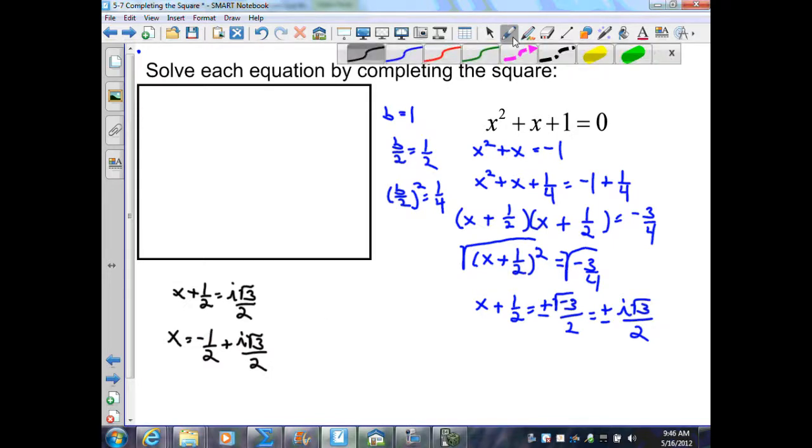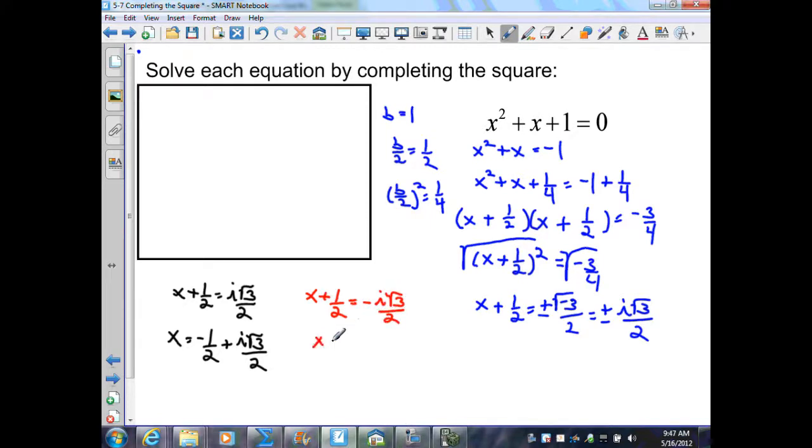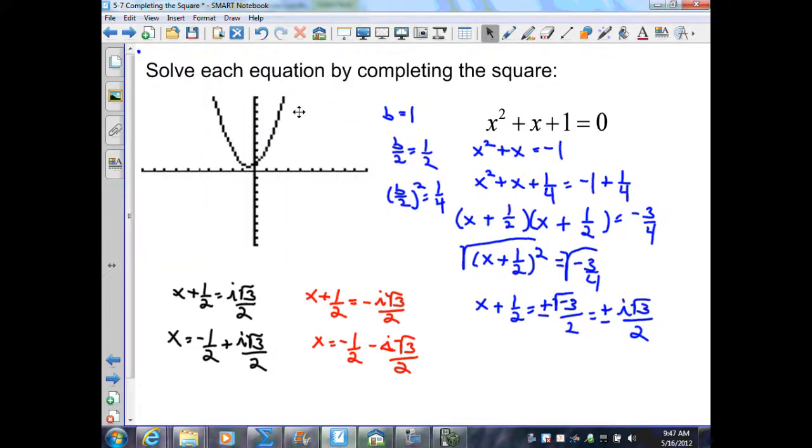My next equation, x plus 1/2 equals a negative i square root of 3 over 2. Subtract 1/2, x equals a negative 1/2 minus i square root of 3 over 2. Again, this is an imaginary number. And that's why, if I would have graphed this in previous sections, I would have gotten a parabola that does not intersect my x-axis. And that's why both of my solutions, when completing the square, are imaginary numbers.